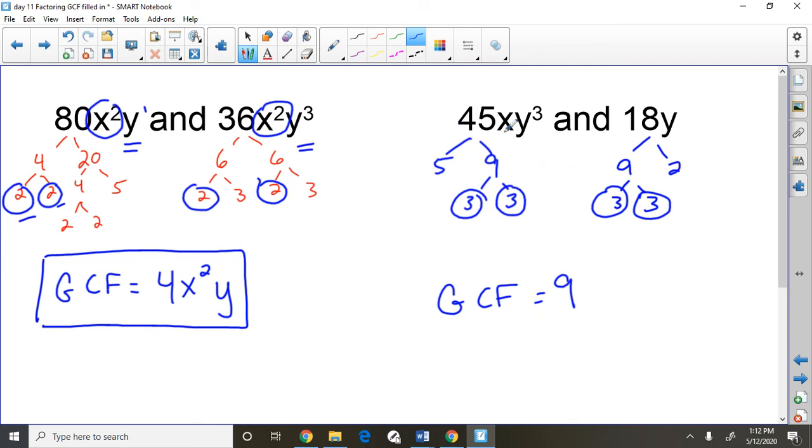That's fine. I look at each variable. I have an x here, but no x there. There's no common x's, so it doesn't go in the GCF. I have y cubed and y to the first. The lowest exponent is the y to the first.